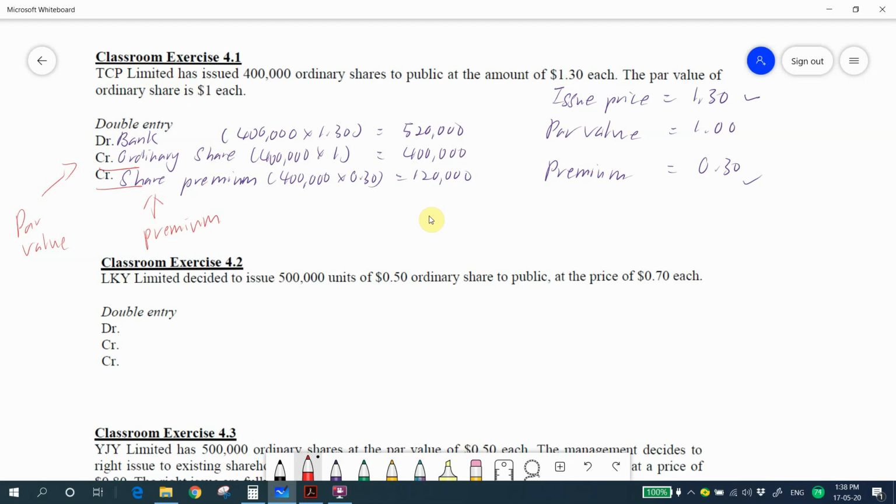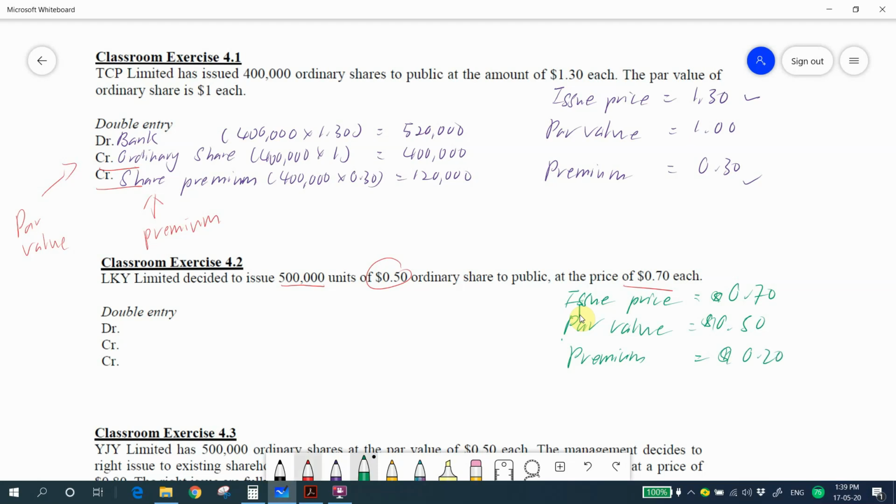LKY Limited decided to issue 500,000 units of 50-cent ordinary share to the public at the price of 70 cents each. From here, we know that the issue price is 70 cents because this is the amount that they sell to the public. The par value of the share is 50 cents each. So the difference between your issue price and par value will be your premium, and for this example, the premium is 20 cents each.